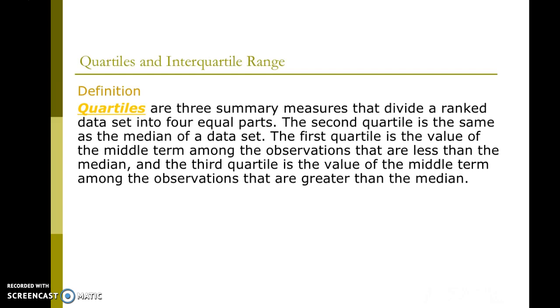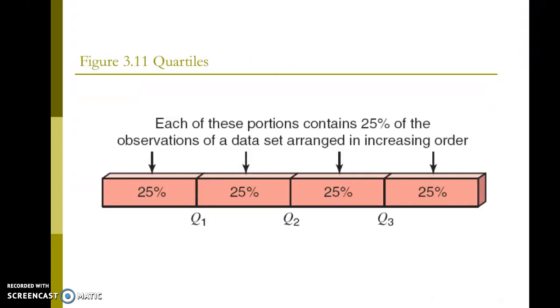The second quartile is the same as the median of a data set, so that's just right down the middle. Then the first quartile is the value of the middle term among the observations that are less than the median. So you look at the bottom half and you find the median of the bottom half. And then the third quartile is the median of the top half of data. So here's a pictorial representation of that.